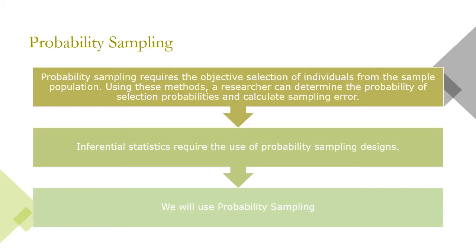Instead of selecting particular individuals, probability sampling requires that you are objectively selecting individuals from the sample. And when you do this, you can determine the selection probabilities and calculate sampling errors. And these allow you to use inferential statistics and the use of probability sampling designs. So when we're using probability samples, we're basically making some assumptions that the percentage of characteristics we see in those samples are representative of the original population, and that we can draw inferences that way.